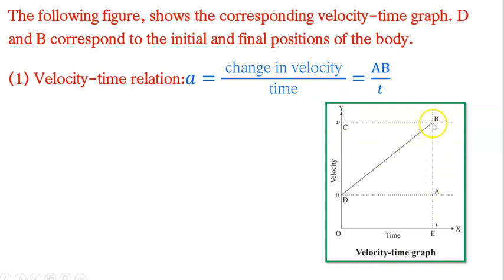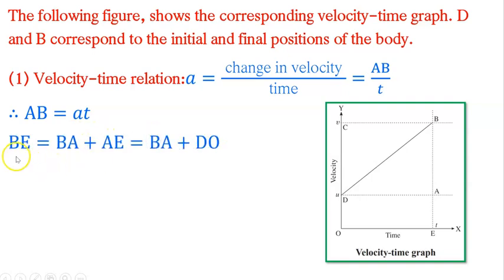It means that BE minus AE is nothing but AB. This is change in velocity. Therefore, change in velocity is AB, means final velocity minus initial velocity. This AB is nothing but the change in velocity upon time. Therefore, AB upon t, and hence the value of AB upon t is a. Therefore, AB is equal to at.